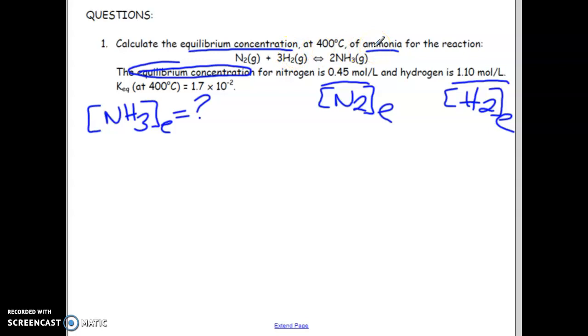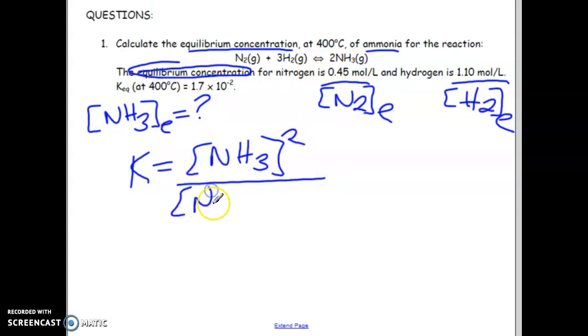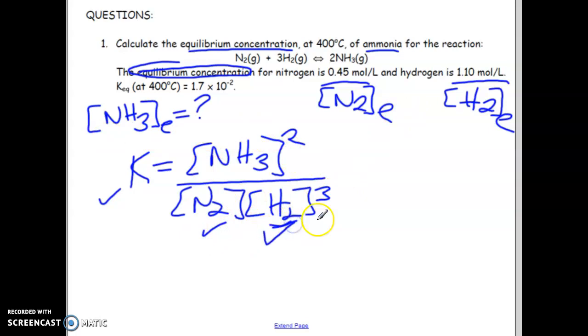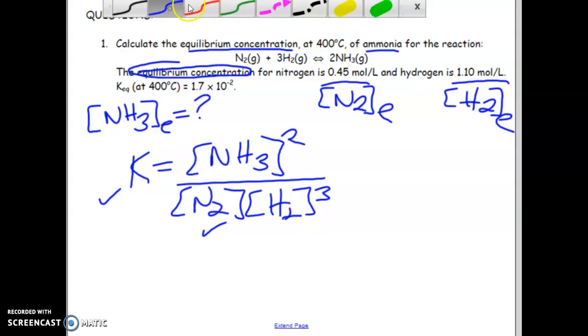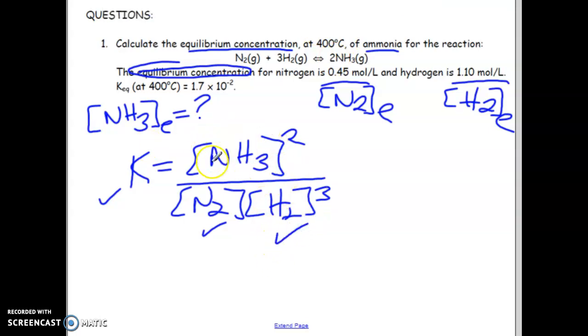Since we have the K value, what we can do here is set up a K expression and simply plug in the values. Let's look at the K expression first. It's products over reactants. Everything is a gas, so everything is included here. Remember that the exponents are the coefficients. So we have the K value, we have nitrogen, and we have hydrogen at equilibrium, and we're solving for ammonia at equilibrium. So we have everything we need except for ammonia.